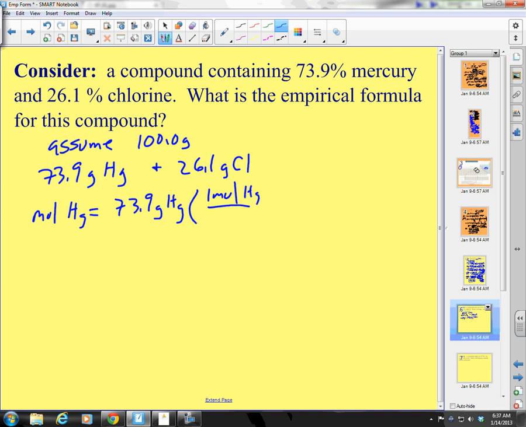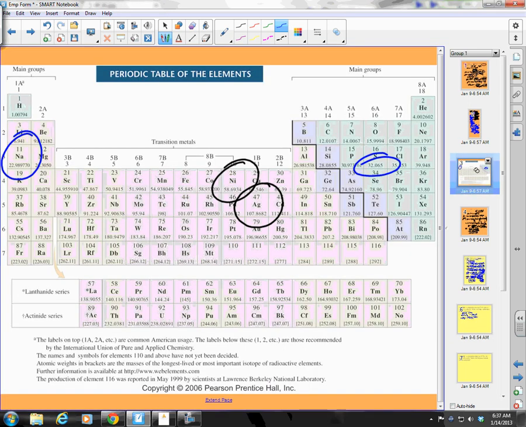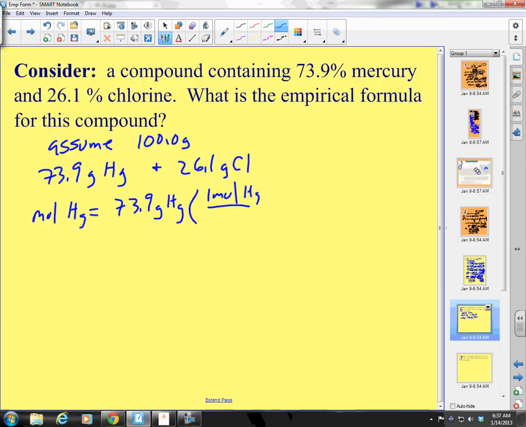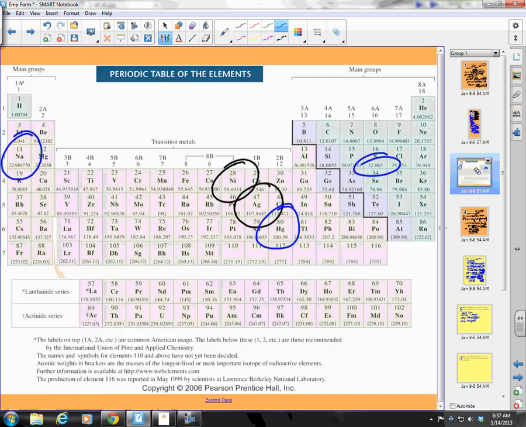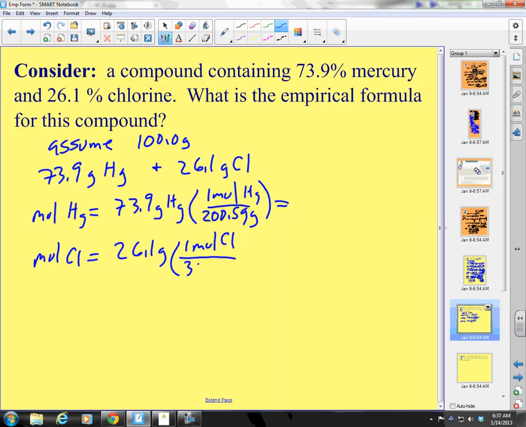Well, let's go to our periodic table. Where's mercury? 200.59. Wow, 200.59 grams. Okay, and then we want moles of chlorine, which is 26.1 grams times 1 mole of chlorine per what? Let's go back to our periodic table. Where's chlorine? Here is chlorine, and it's what? 35.45. 35.45 grams. Cool. Good.